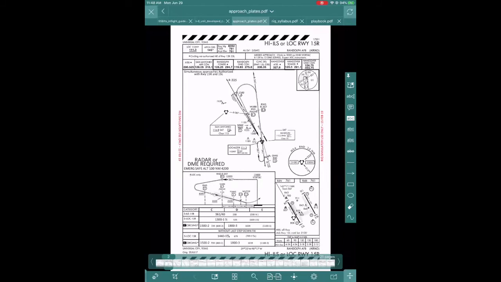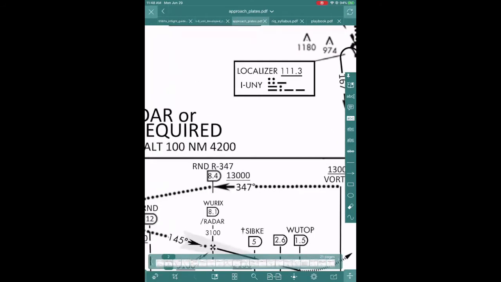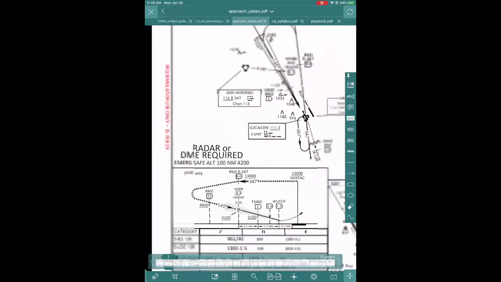Here is a non-DME teardrop approach. Can I start this at an altitude below what is shown? And if so, what corrections do I have to make as far as starting my descent?